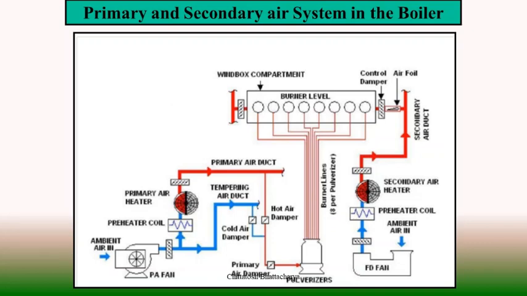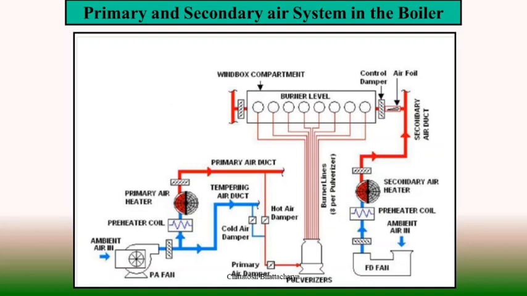getting heated, this hot PA is sent to the milling system, and there is an arrangement to supply cold primary air also for tempering the total hot air flow in the primary air system. And this primary air is going to the mill, drying the coal and carrying the coal to the furnace.